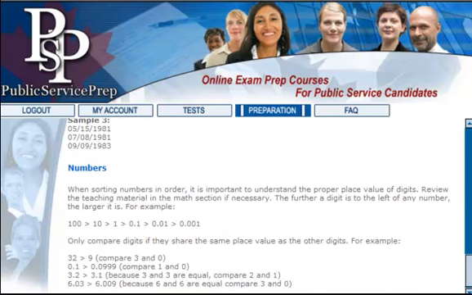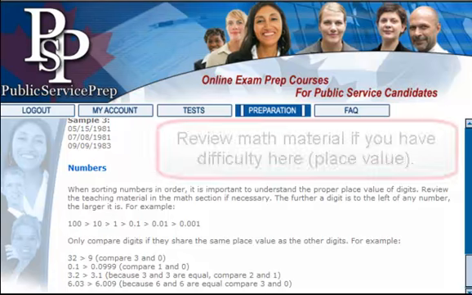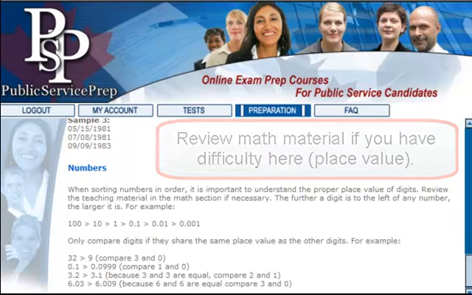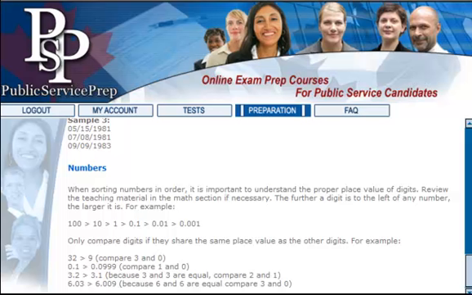When sorting numbers, it is important to understand the proper value of the digits. Review teaching material in the math section if you're having difficulty with this. The further a digit is to the left of any number, the larger it is. So obviously 100 is greater than 10, which is greater than 1, which is greater than 0.1, etc. So you should be familiar with this.